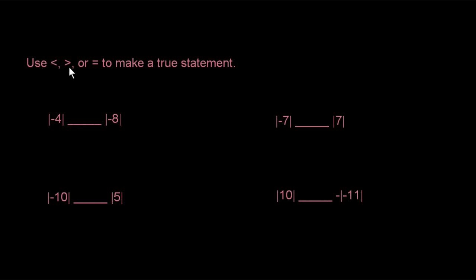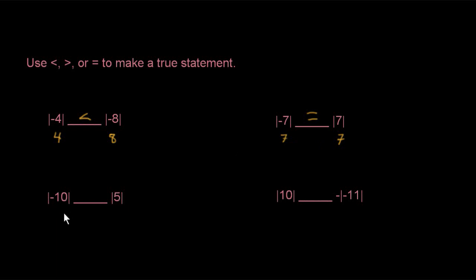Next problem says to use the less than, greater than, or equal to sign to make a true statement. First thing we need to do is actually write down what is the absolute value of -4, that's 4, and what's the absolute value of -8, that's 8, and then think of this as an arrowhead that you want to point to the smaller of the two numbers, so we use the less than sign on that one. Here the absolute value of -7 is 7, as is the absolute value of 7, and of course 7 is equal to 7, so that's equal.